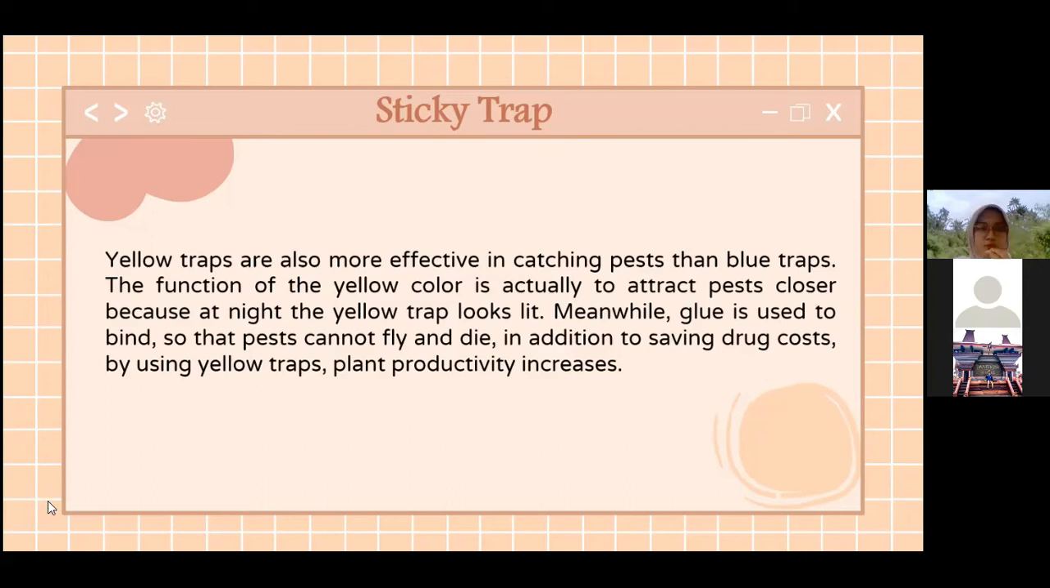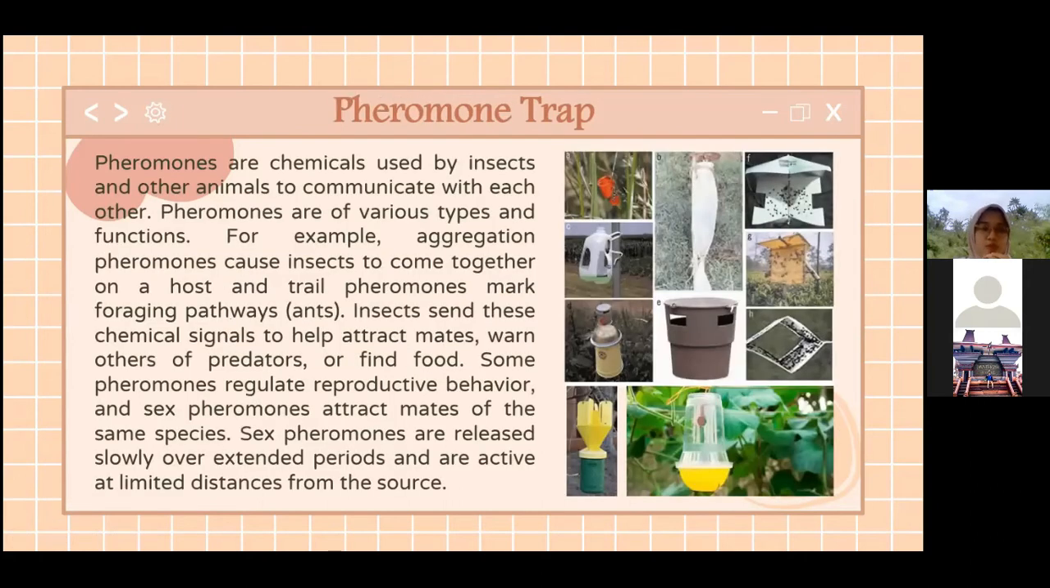And then the next is the pheromone trap. Animals communicate with each other. Pheromones are of various types and functions. For example, aggregation pheromones cause insects to come together on a host, and trail pheromones mark foraging pathways. Insects use these chemical signals to help attract mates, warn others of predators, or find food. Some pheromones regulate reproductive behavior, and sex pheromones attract mates of the same species. Sex pheromones are released slowly over extended periods and are active at limited distances from the source.